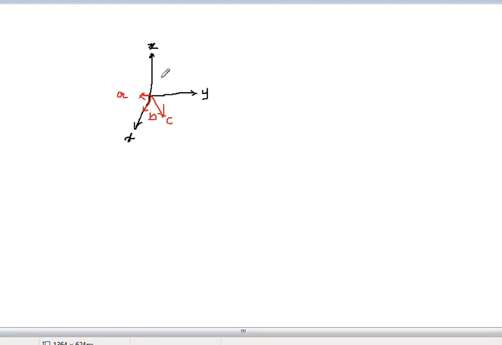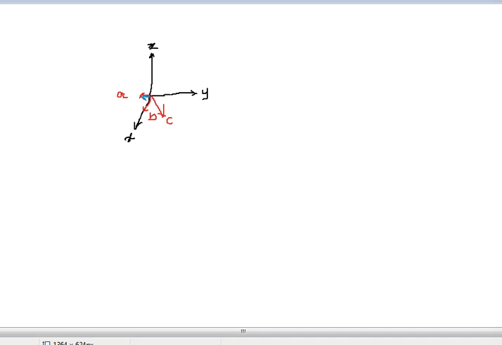1 by root 2 in the x-axis means 0.7, something like that, 70%. And then 0, and then 1 by root 2 as a height, which means it will be in the direction of A. First, while finding the orthonormal basis, we go in the direction of A itself, and this is our first orthonormal basis.